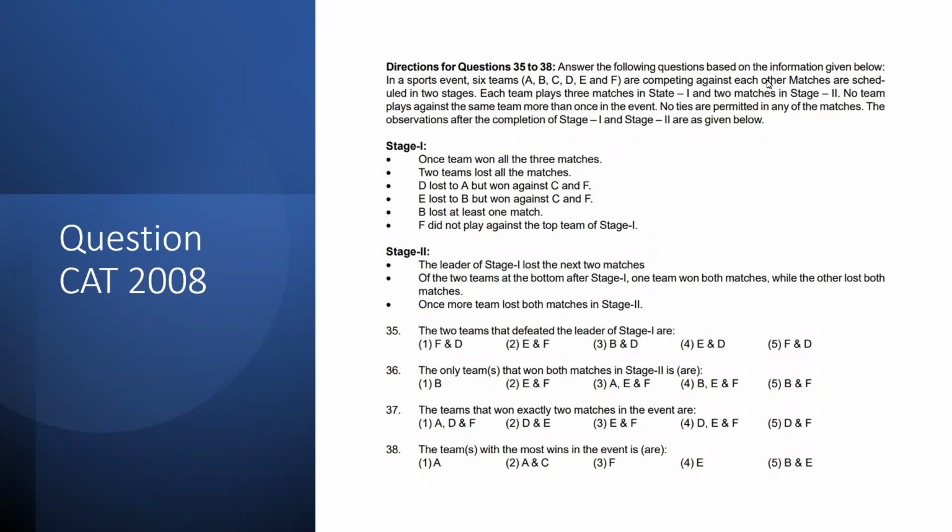There are no ties. The observations at the end of the competition of stage 1 and stage 2 are given below. So we have one team in stage 1 that has won all the matches. There are 2 teams that have lost all the matches. D lost to A, but won against C and F. E lost to B, but won against C and F. B lost at least one match, and F did not play against the top team in stage 1.